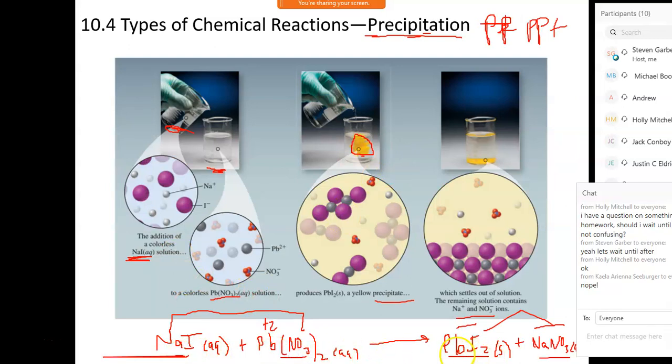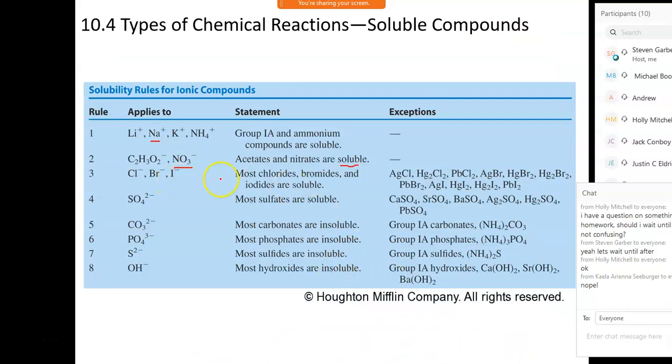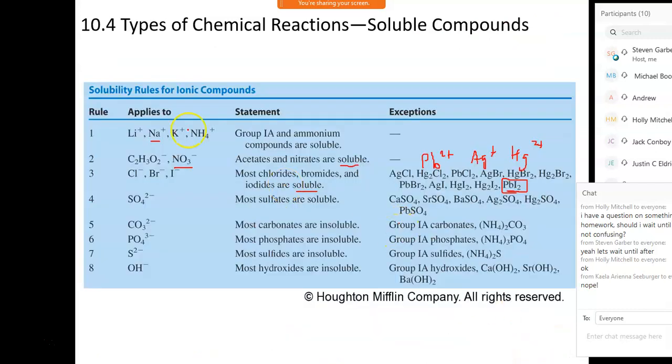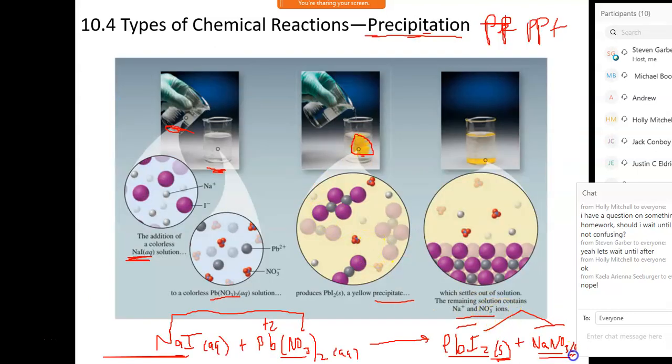Now, let's look at our products. I formed lead iodide. Well, we just said all iodides are soluble unless it has a lead attached to it. See, that's one of the exceptions. Remember, this is lead, silver, or mercury. We aren't going to see any mercury compounds in this class, so pretty much it's lead and silver. Because of that one exception, that's what our solid is. That's the one that forms a solid. And then our sodium nitrate, since it has a sodium, which is soluble, and nitrate is also soluble, that will be aqueous as well. Okay, does that make sense as to how to read this chart?